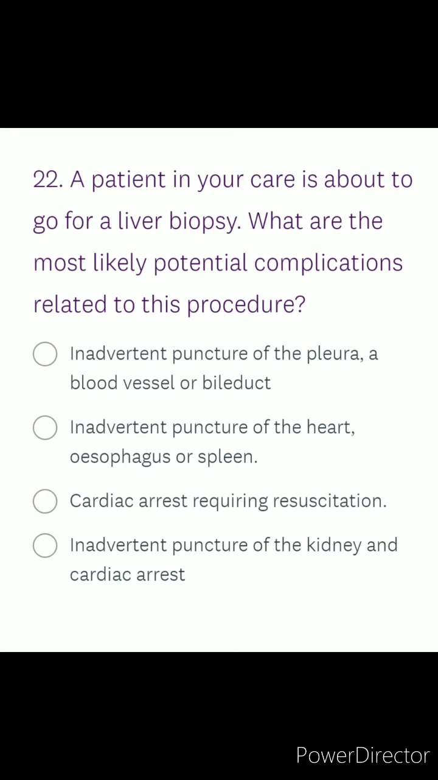That is, it is related to liver biopsy and the answer is inadvertent puncture of the pleura, a blood vessel or bile duct. So that's the right answer. Hope you got it right.